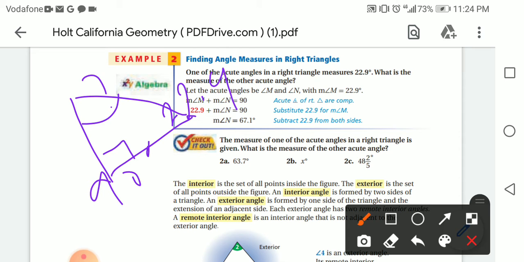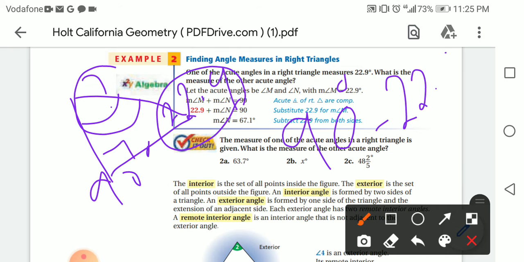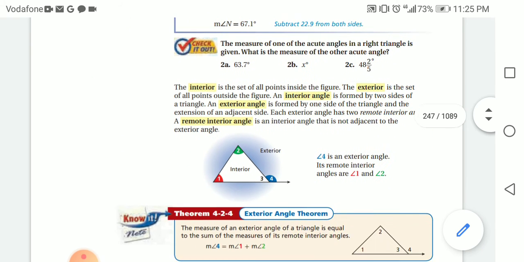This is very easy, because the sum of the two other angles here is 90 degrees. They are complementary. Okay, 90 degrees minus what? 22.9. So the answer would be 90 degrees minus 22.9. Easy one. Yes, let's go.